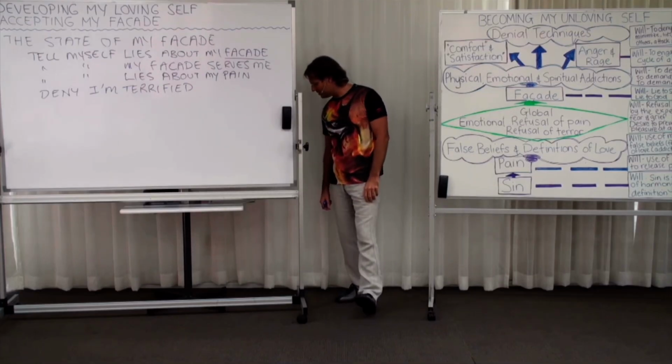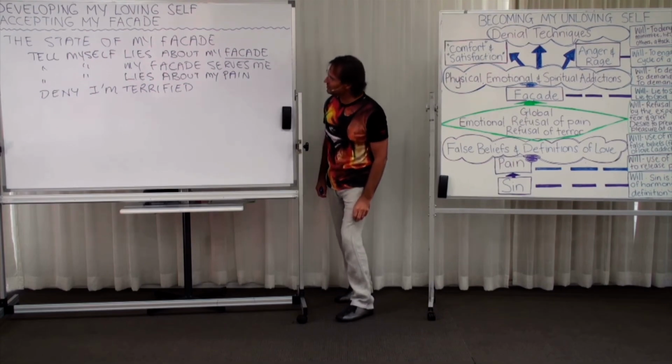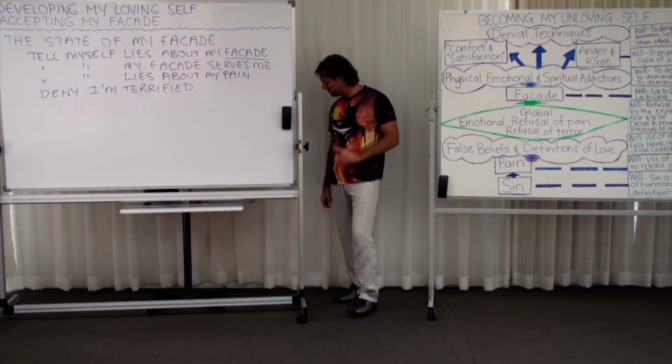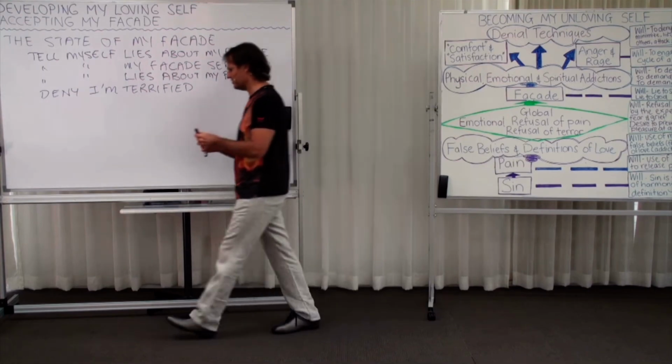My definitions of love are corrupt. Yes, so is that where we're at next? Lies about my pain. Definitions of love are physical and emotional pain. Deny I'm terrified. Yes, you're right. Definitions of love are corrupt.